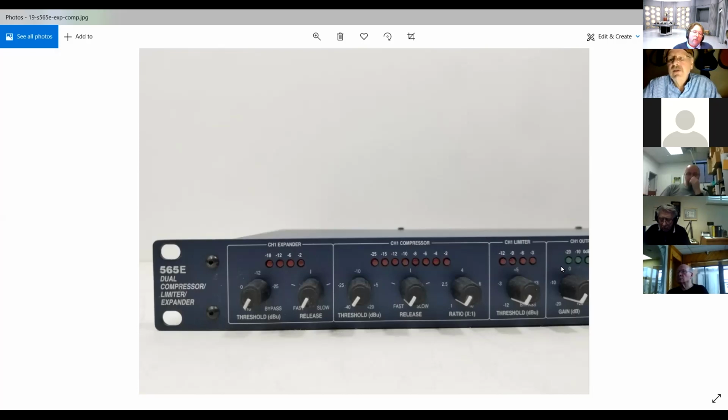And the reason you're going to want to check your input level and your thresholds and all that, this one doesn't have a makeup gain per se. So what's going to happen as you turn the ratio and your threshold down, you're going to be lowering the level into the limiter.